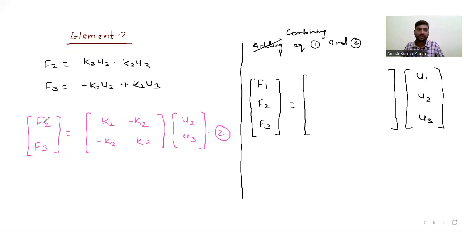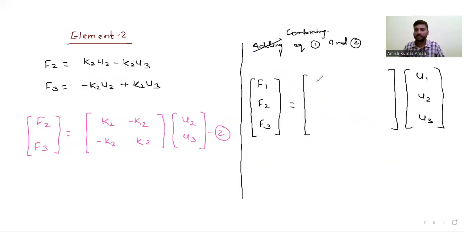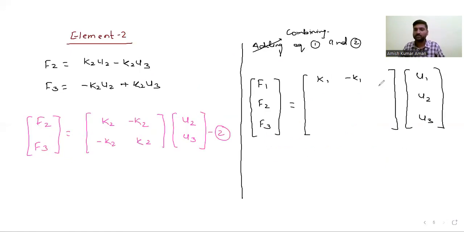So F1, where is F1? In this case, is F1 there? No. F1 is in the previous equation. In F1, what we are seeing is this stiffness K1, minus K1. With respect to U3, see the previous case. K1 is with U1, and minus K1 is with U2. But U3 is not there in this case. So with respect to U3, the stiffness for force F1 is 0. So we will write 0 here.